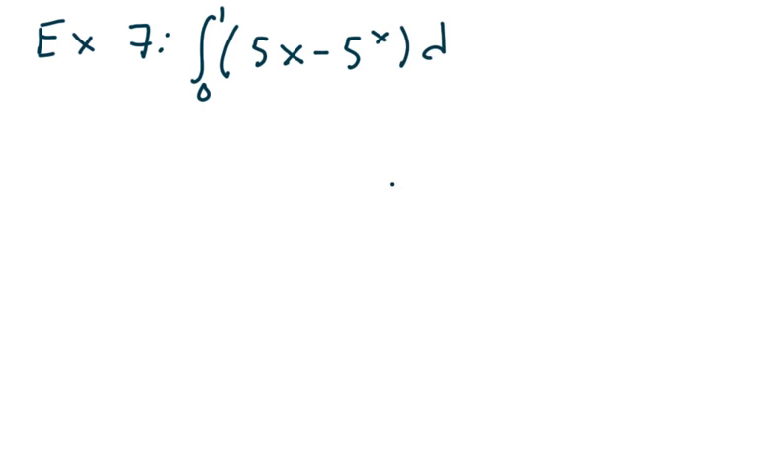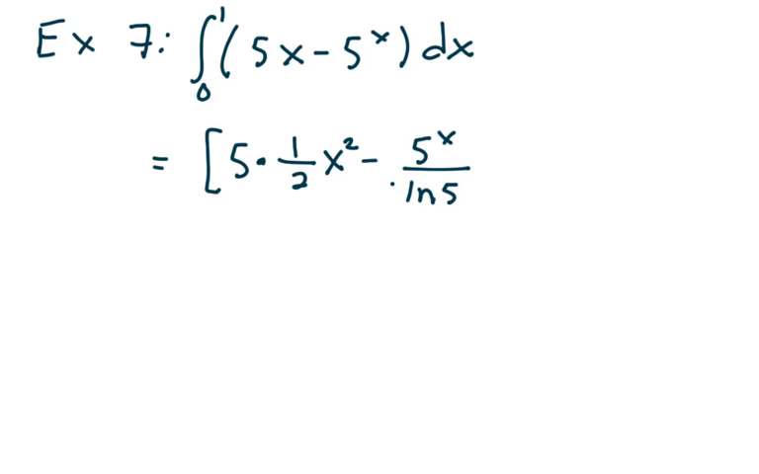So if we take a look at example 7, we get the following. Suppose I had the integral from 0 to 1 of 5x minus 5 to the x dx. And so this is going to be 5 times 1/2 x squared minus 5 to the x over natural log of 5. And I'm going to evaluate this from 0 to 1.